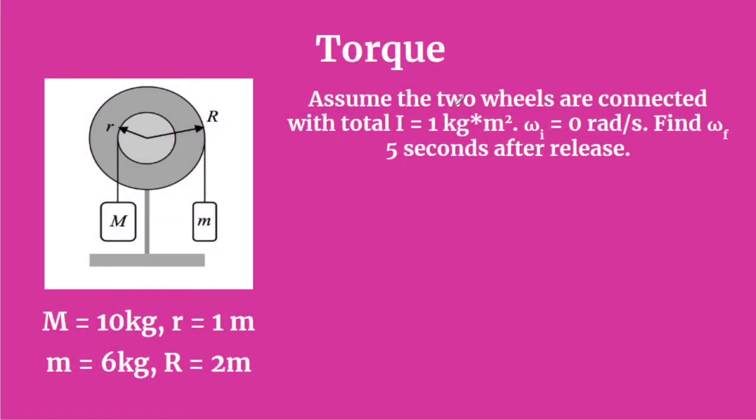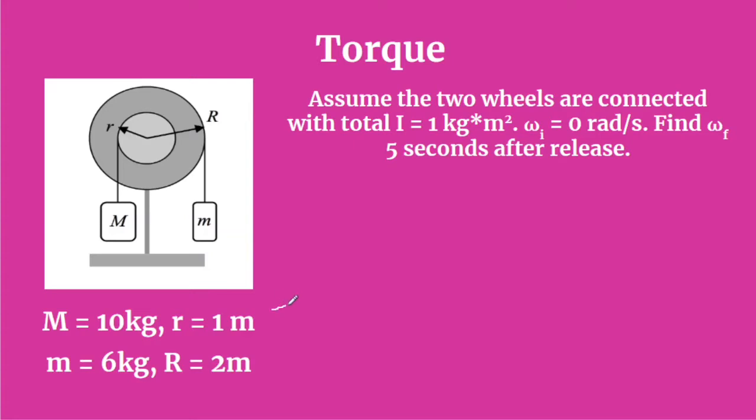So let's get some practice here with torque. Assume two wheels, this inner wheel and this outer wheel, are connected with a total rotational inertia of 1 kilogram meter squared, starts at rest, and we're trying to find its final rotational velocity 5 seconds after release. So what do we want to do here? If we are looking for a change in rotational velocity over time, then we are going to be working with rotational acceleration. And to have rotational acceleration, we need torque. So let's use this diagram and these values to find the net torque.